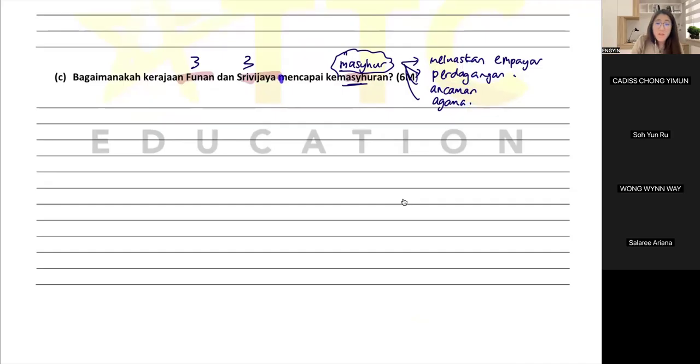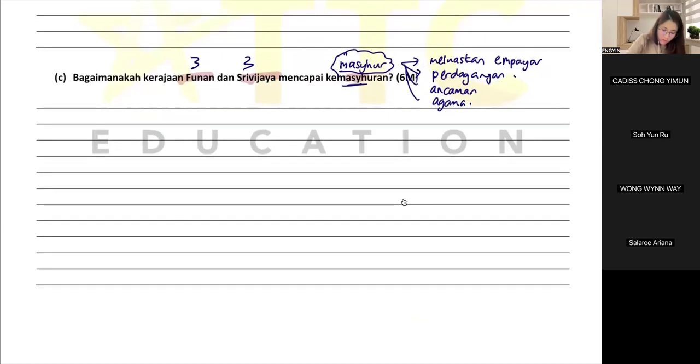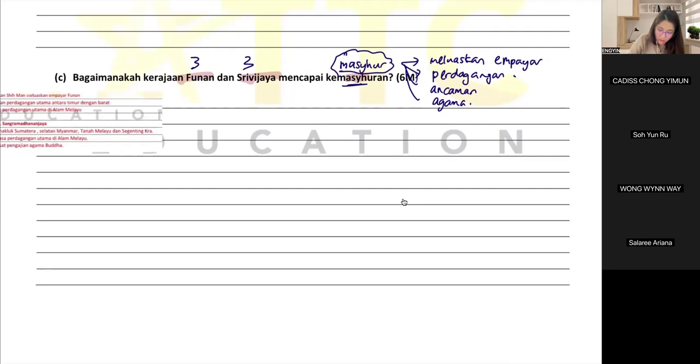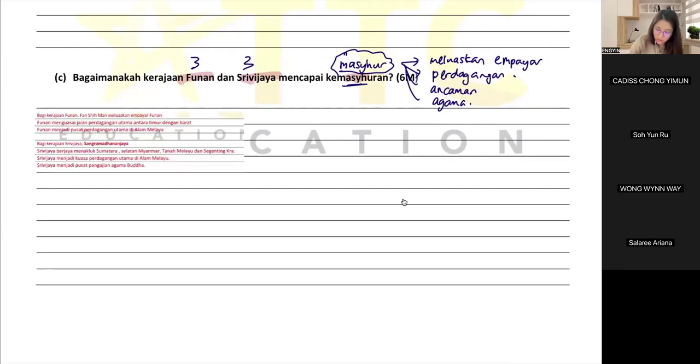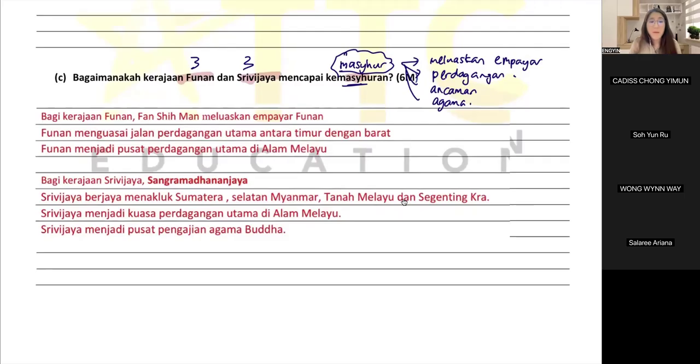Now, if you remember just now, I said Srivijaya is very famous for expanding the kingdom, perdagangan, and agama. How about Funan? Funan also expanded the kingdom and did trading. They are very famous in trading. So, therefore, let me show you the answer. As I say, if you don't know how to write, it's okay. So, read the answer first. And this is the answer, everybody.